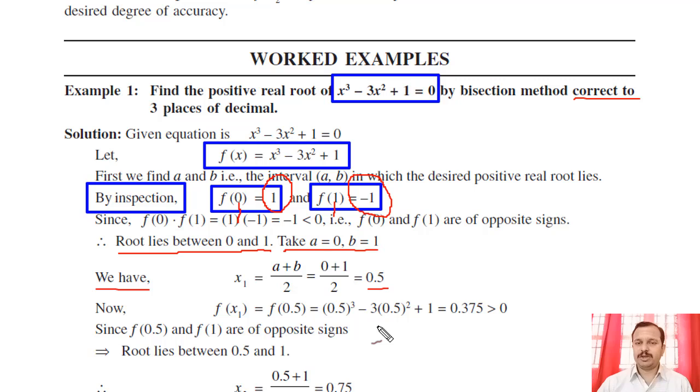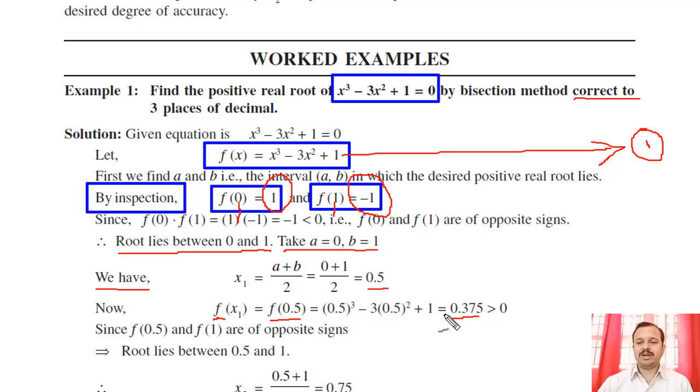You should not stop, proceed further. Find out the value of f at the newly obtained value x1, that is f at 0.5. Use the same expression, I call it equation number 1. Using the same equation number 1, wherever x is there, substitute 0.5 whole cube minus 3 into 0.5 whole square plus 1. If you simplify using your calculator, the answer is going to be 0.375, which has the positive sign.